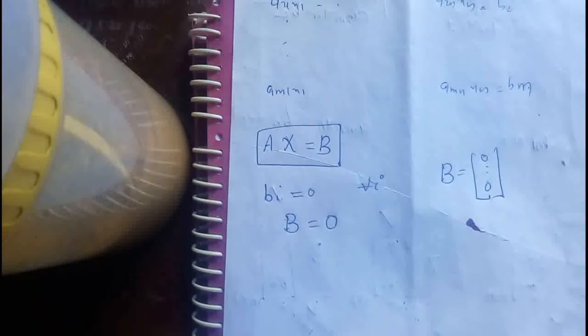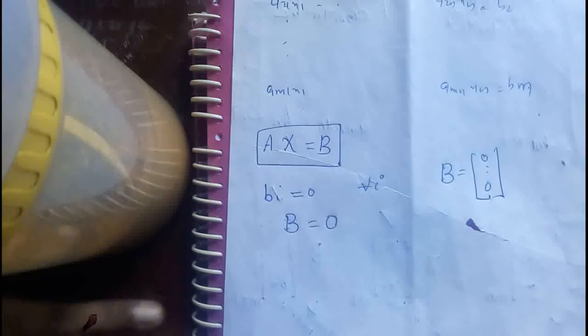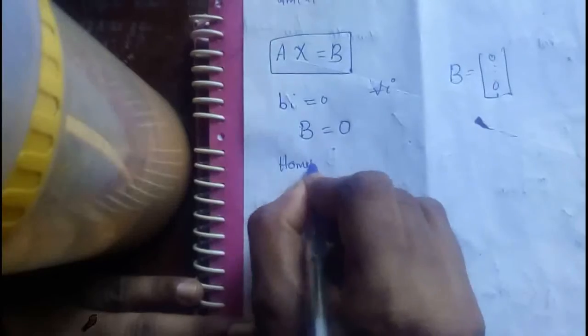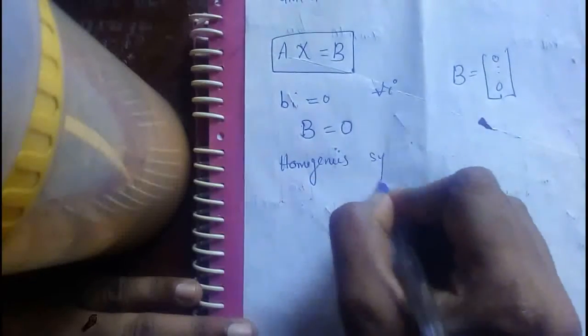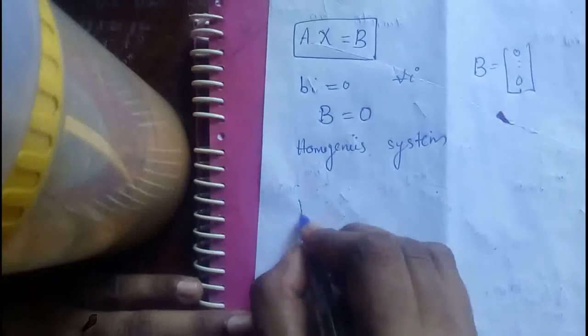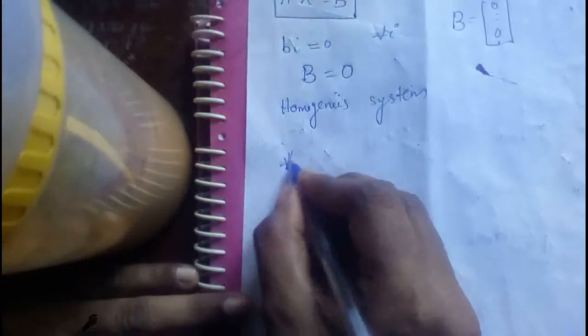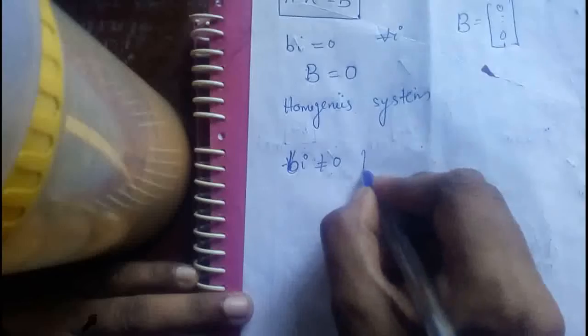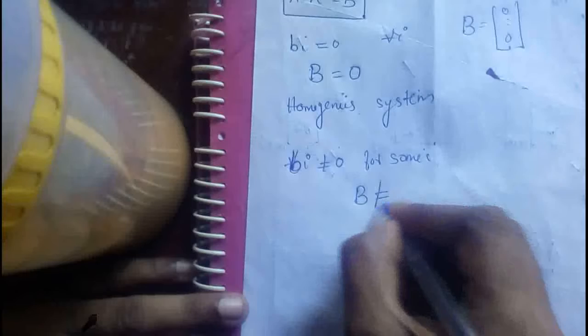Then we can say B equal to 0. The system is said to be a homogeneous system. If B_i is not equal to 0 for some i, that means B is not equal to 0. In such cases, the constant matrix is not equal to 0, then we can say the system is non-homogeneous.